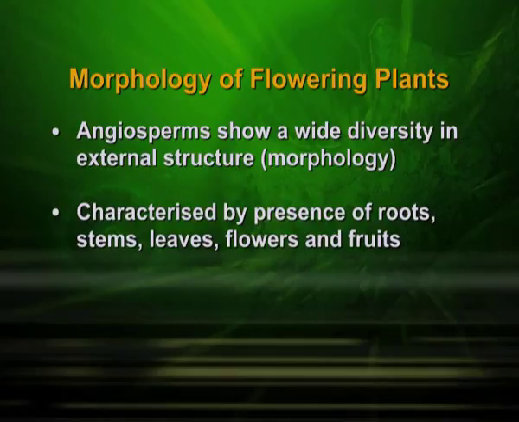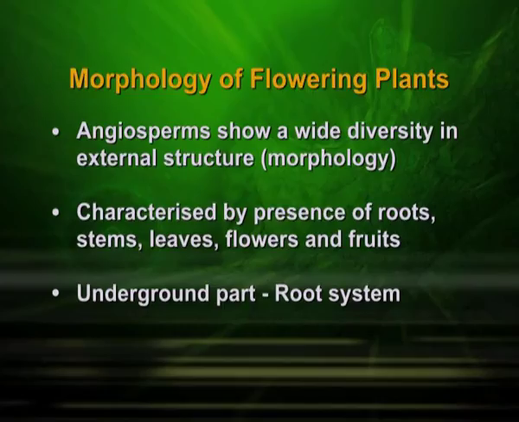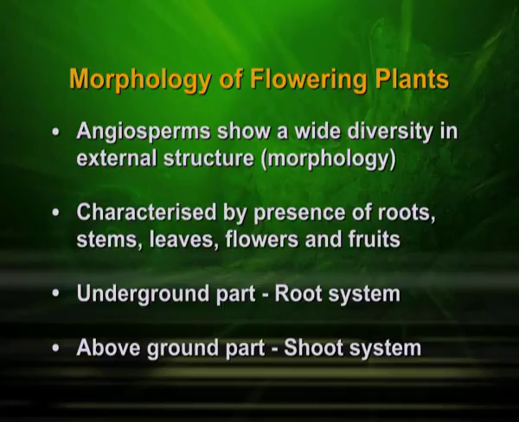In angiosperms, we find a wide variety. Now, these angiosperms may be morphologically different. Angiosperms show a wide diversity in their structure. When we say angiosperms, that means the flowering plants. If we have a look at the flowering plant, we can see that they have the underground portion, the root, and the portion above the soil, which is the shoot system.